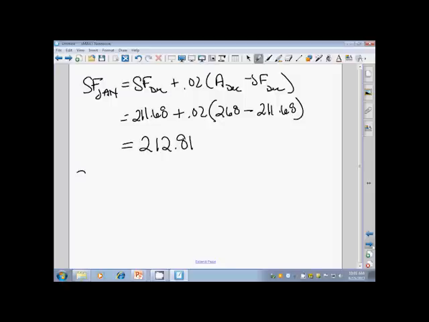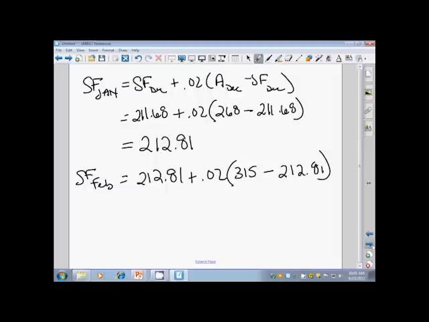I'm going to take that and plug it into my smooth forecast for February. My smooth forecast for February is the smooth forecast from January, 212.81, plus my alpha times the actual forecast for January, which if you go back to your PowerPoint slide was 315. Subtracting from that the smooth forecast from January, 212.81. So if I plug it into my calculator, 315 minus 212.81 times 0.02 plus 212.81, I get my smooth forecast for February, which should be 214.85. So I now have my smooth forecast for February.